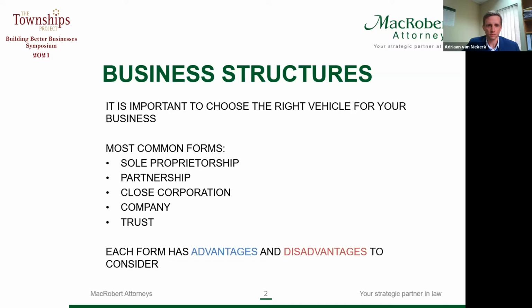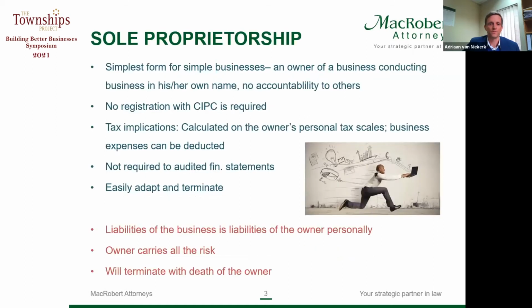But the common forms of businesses is sole proprietor. A lot of you will be conducting your business in your own name. There's a partnership, that is if you are 2 or 3 partners, but actually it's in your own name. You don't have a registered company structure. The registered structures are closed corporations, that is the CC, or a company. A trust is also an option, but it's less common. I'm going to be focusing more on company structures this morning.